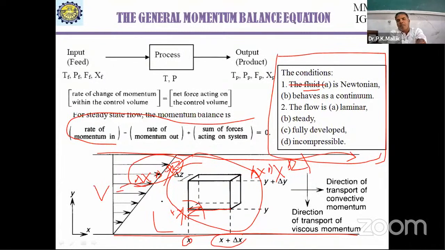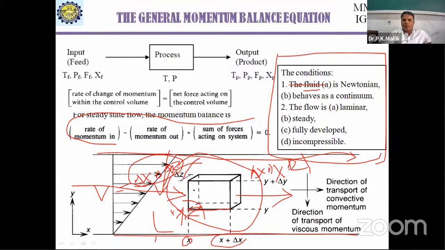Convective momentum generally occurs along the fluid flow. The direction in which the fluid is flowing is the direction of the convective momentum. Similarly, as we already discussed, viscous momentum is generally transported along the velocity gradient, from higher velocity to lower velocity. This is the direction of momentum transport. For example, in this case, we can consider the viscous momentum transported from top to bottom, and the convective momentum transported in the flow direction.